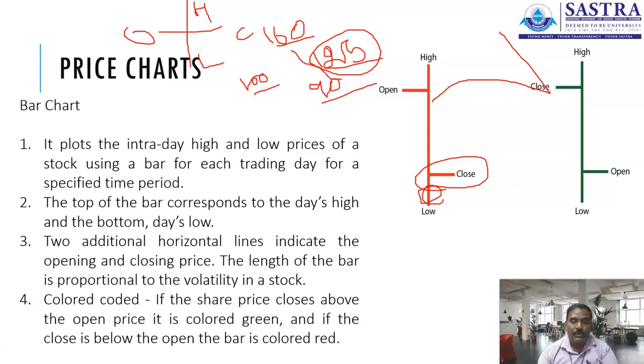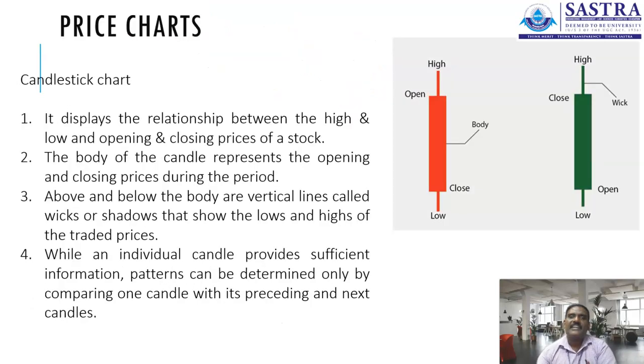Color coding is given as follows: if the stock price closes above the opening price, it is colored green. When the close price is below the open price, it is colored red. Similar to that, the type of price chart that can be used, we call it a candle chart.